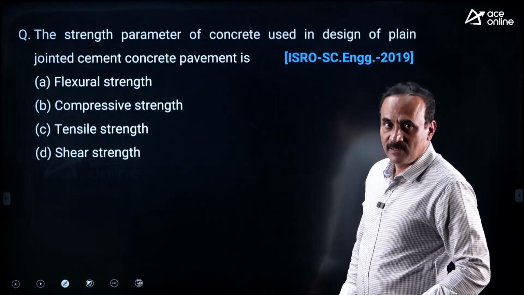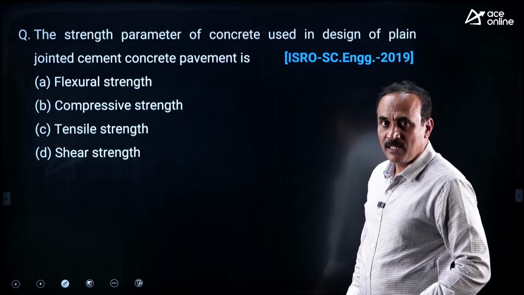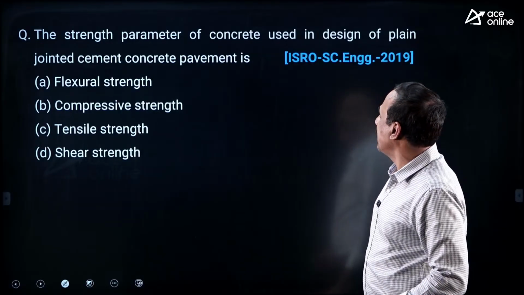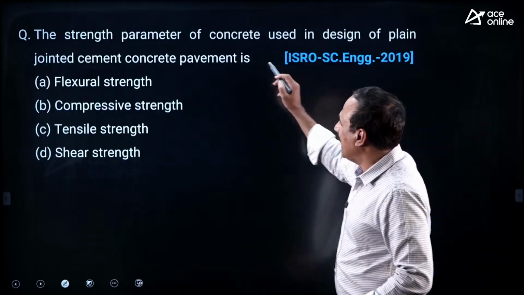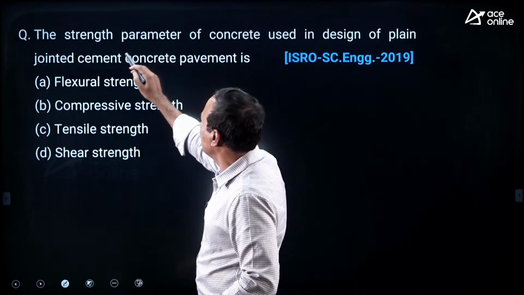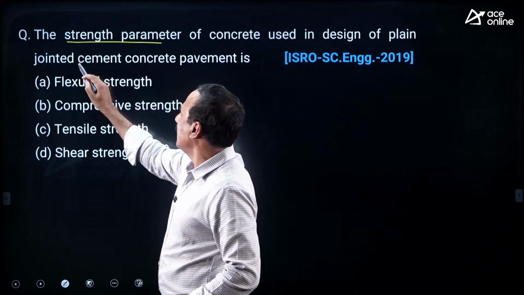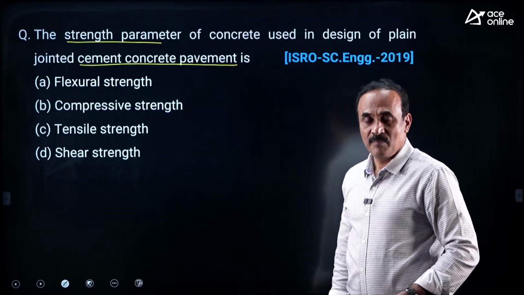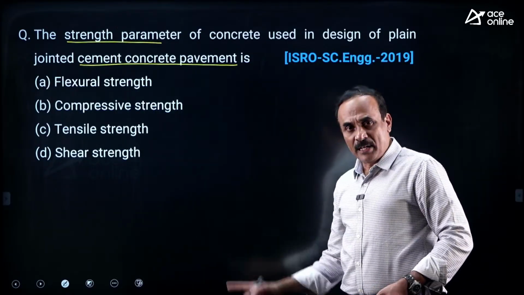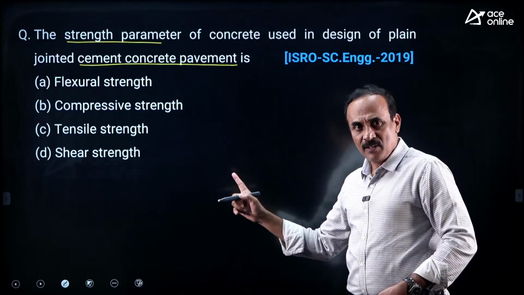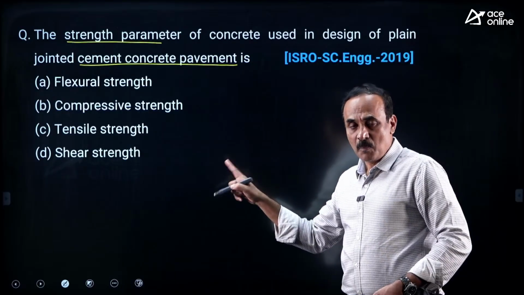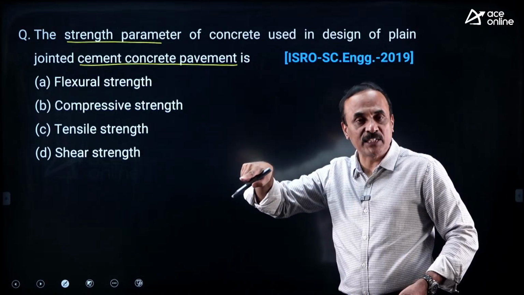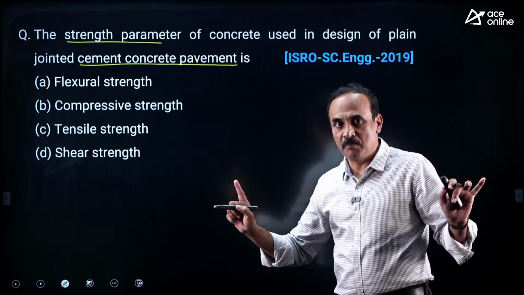Try this question. Murali, give me answer. The strength parameter of concrete used in design of plain cement concrete pavement is. The strength parameter in cement concrete pavement. Cement concrete pavement is a flexural member, bending member which transfers the load by flexural action or slab action. This point you remember and give me answer.